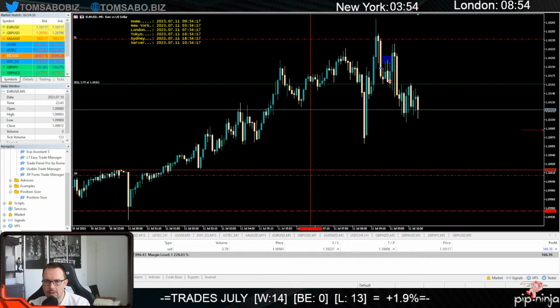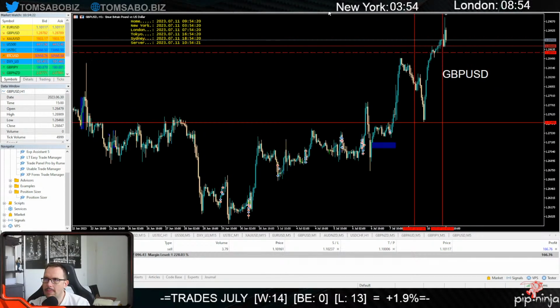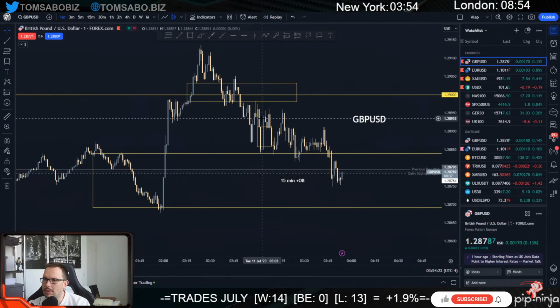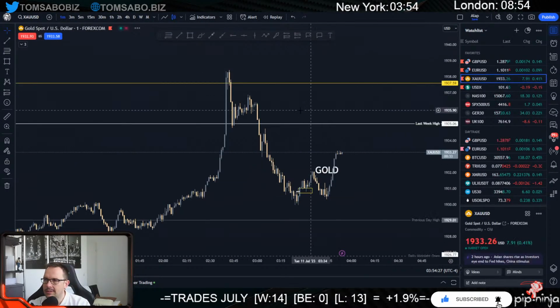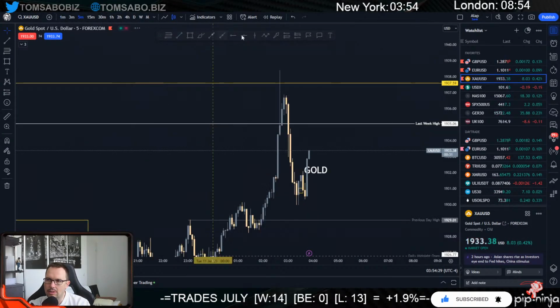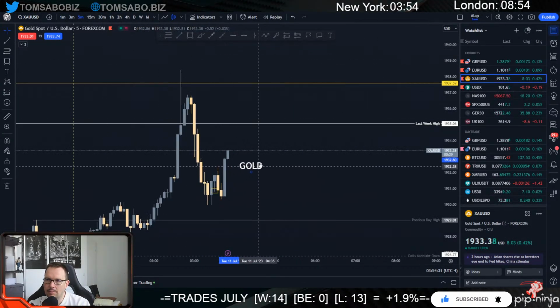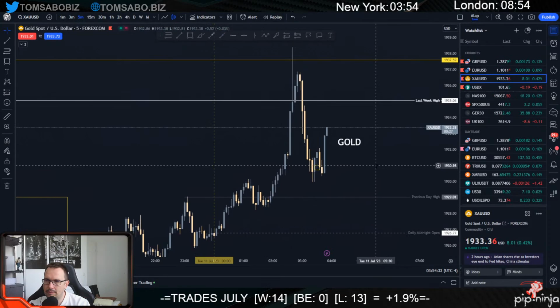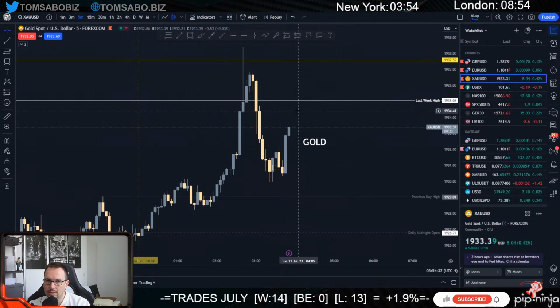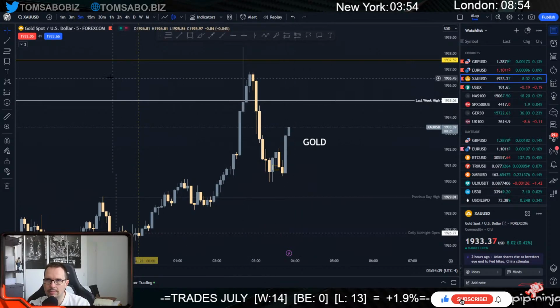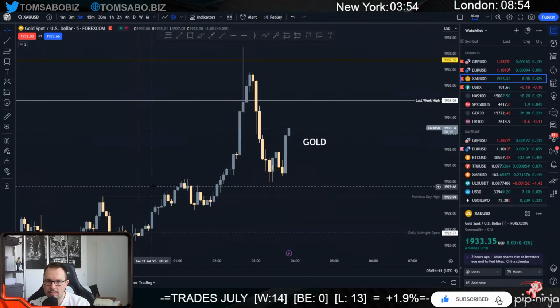So let's see what is happening. What is happening on pound? What is happening on euro? Look at gold. Look at the spike. It definitely made a structure break here. So that's an interesting move from gold. I would consider going long at a nice retracement.